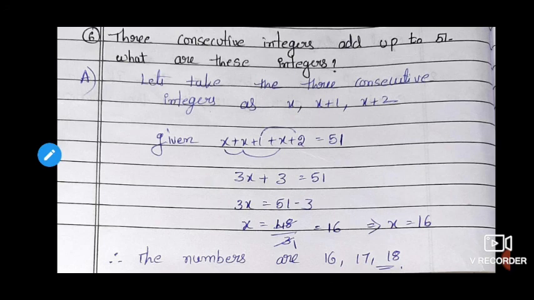Now send plus 3 to that side: we get 51, and plus 3 will go to that side as minus 3. So 3x equals 51 minus 3. Now x equals 51 minus 3, 48 by 3. Here the multiplication by 3, if I send it to that side, becomes division by 3. So 3 ones are 3, 16 threes are 48. So x is 16. Now what are the 3 numbers? x, x plus 1, x plus 2. So 16, 16 plus 1, 17, and 16 plus 2, 18. 16, 17, 18 are the 3 numbers.